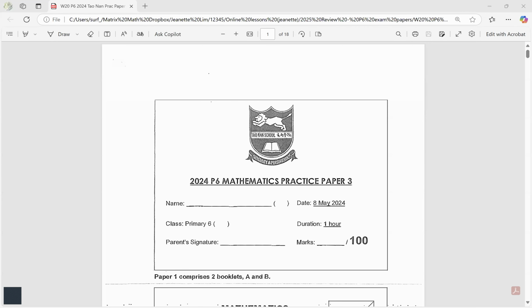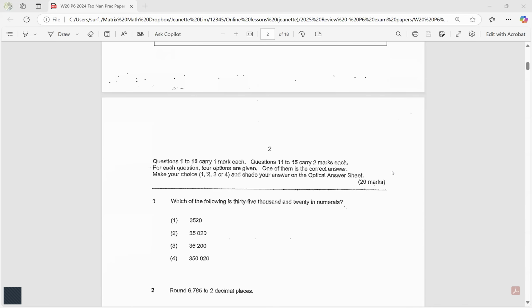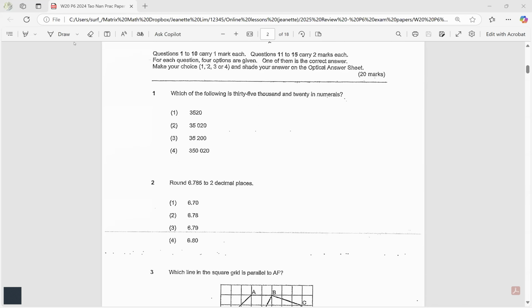Physics Practice Paper 3 for Tao Nan 2024. This is for the mid-years. So this is paper 1. So calculators will not be allowed. Okay, let's look at question number 1.